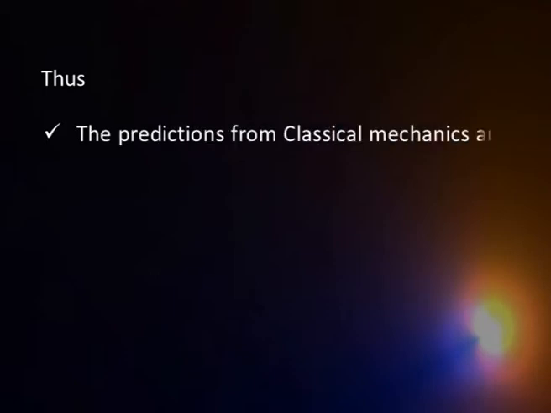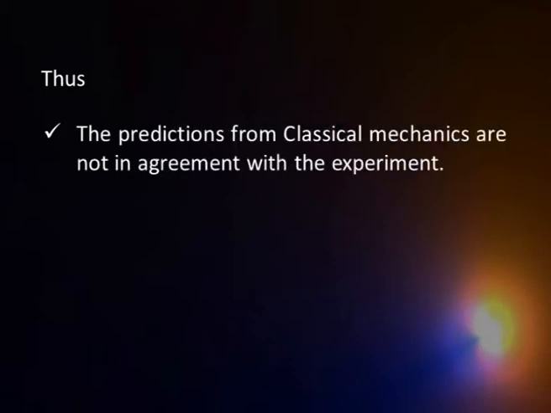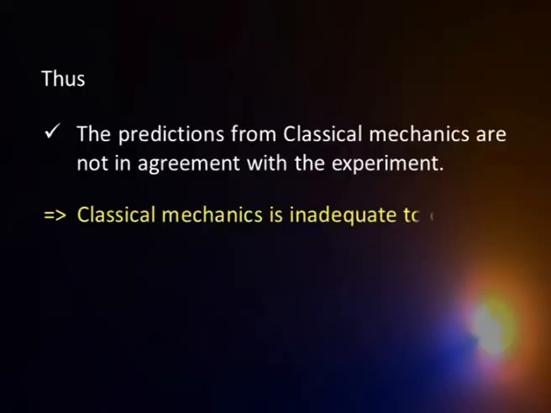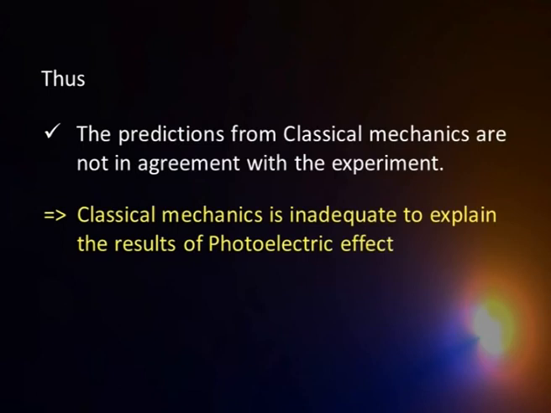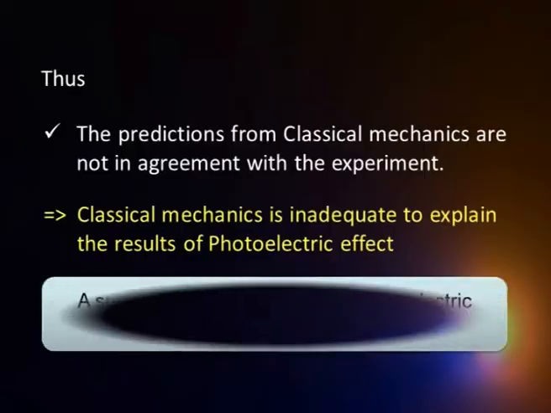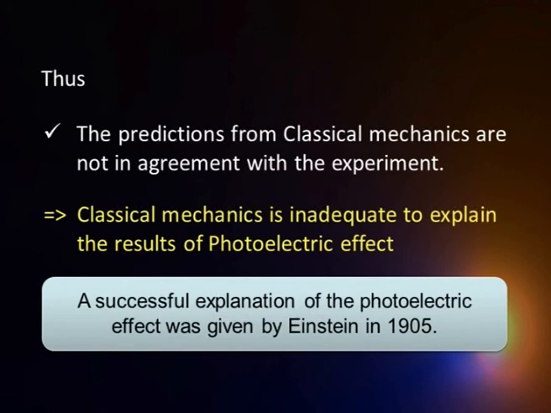That is the second instance, and what we find from here is that the predictions from classical mechanics are not in agreement with the experiment. In other words, we can say classical mechanics is inadequate to explain the results of the photoelectric effect. And a successful explanation of the photoelectric effect was given by Albert Einstein in 1905.